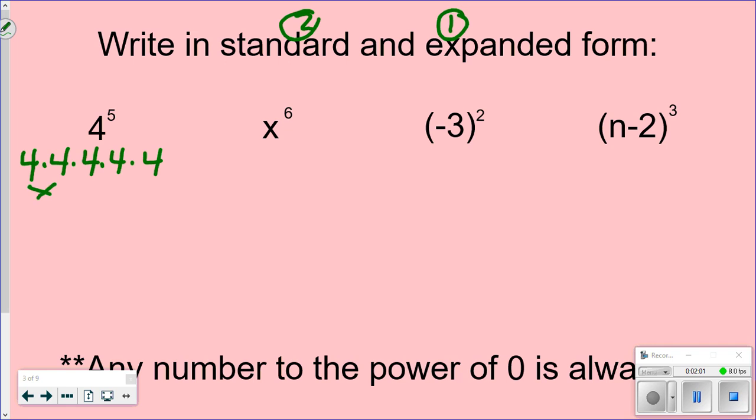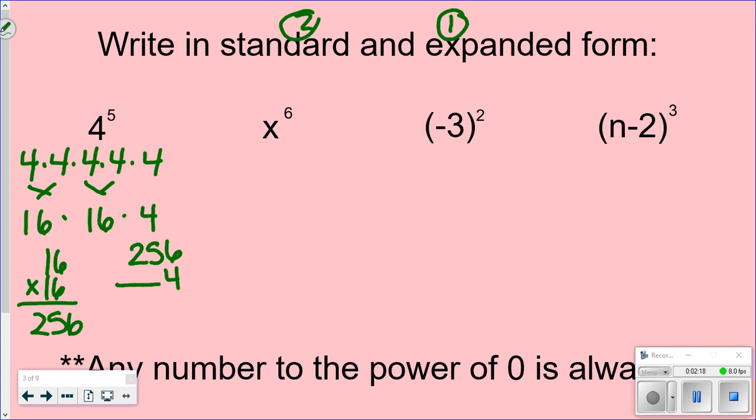Well, it's pretty easy because you can do a lot of things together. So I know this is 16, I know this is 16, so this is what it would look like so far. 16 times 16, I believe, is 256. If I do it out, I believe it's 256. Then I would take 256 times 4. 4, carry the 2, 20, 21, 22. And 4 to the 5th power would be 1024.